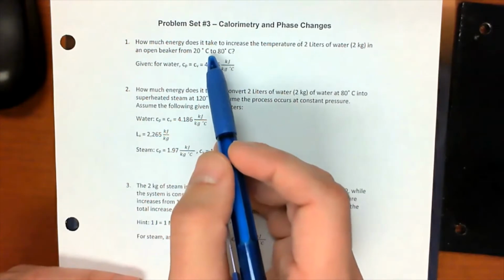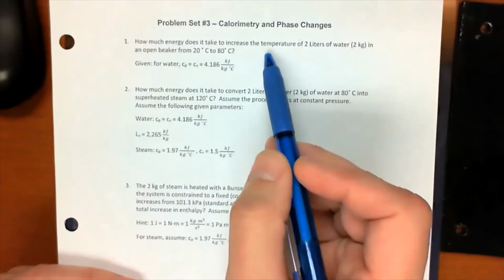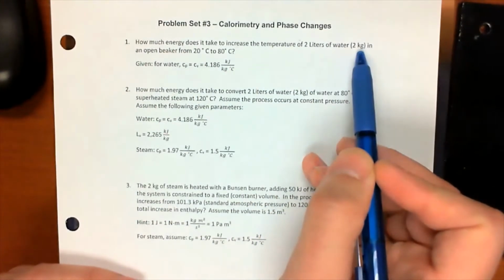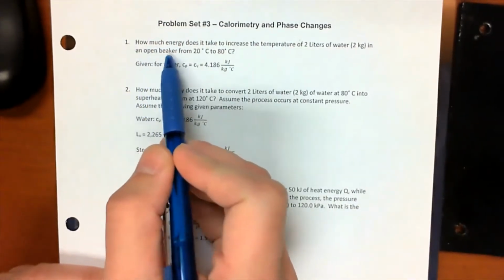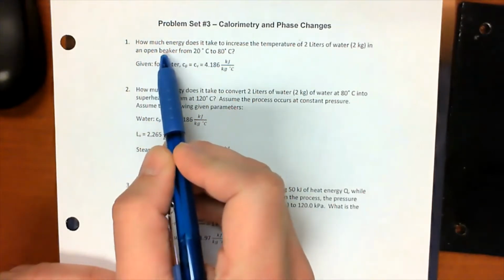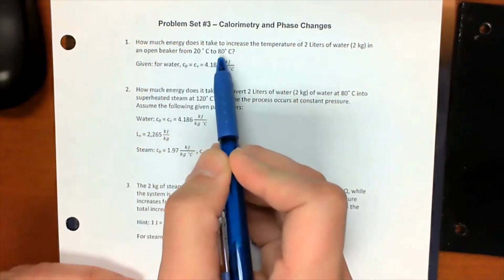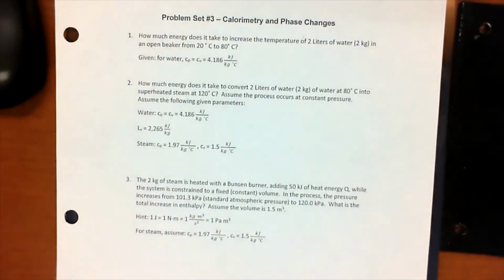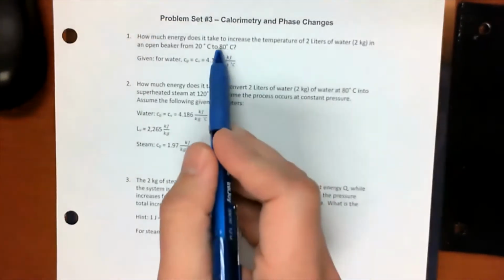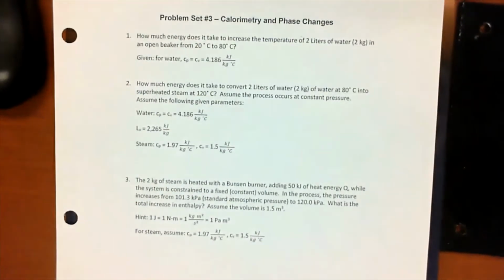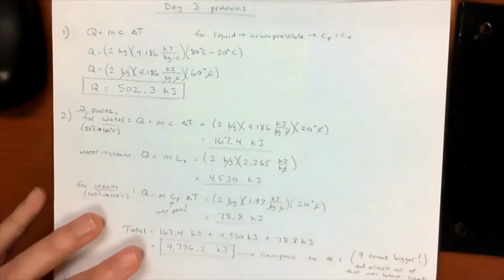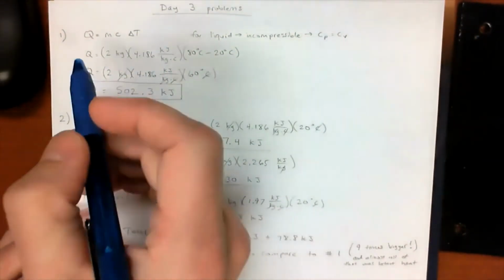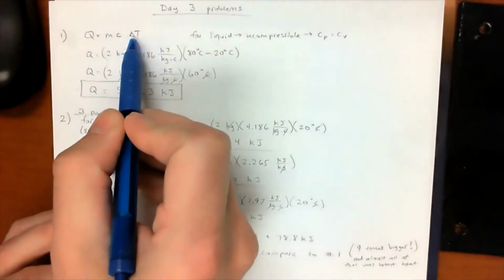We've got some liquid water, and we want to increase the temperature of 2 kilograms of water. It's in an open beaker, which tells us that it's at atmospheric pressure and a constant pressure. And we're changing it from 20 degrees Celsius to 80 degrees Celsius. So the first question here is, is this sensible heat or is this latent heat? And it should be fairly obvious that we are not exceeding the boiling temperature, and so this is just going to be sensible heat. So our equation for adding sensible heat is just Q equals mcΔT.